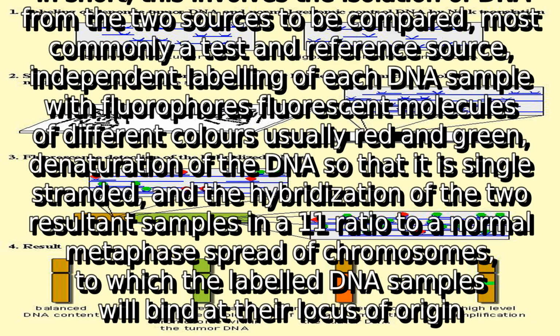In short, this involves the isolation of DNA from the two sources to be compared, most commonly a test and reference source. Independent labeling of each DNA sample with fluorophores, fluorescent molecules of different colors, usually red and green. Denaturation of the DNA so that it is single-stranded, and the hybridization of the two resultant samples in 1:1 ratio to a normal metaphase spread of chromosomes, to which the labeled DNA samples will bind at their locus of origin.